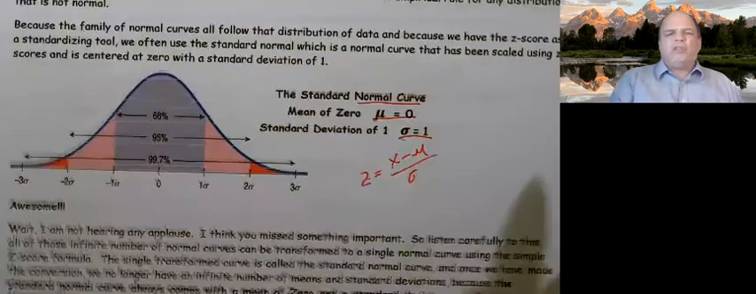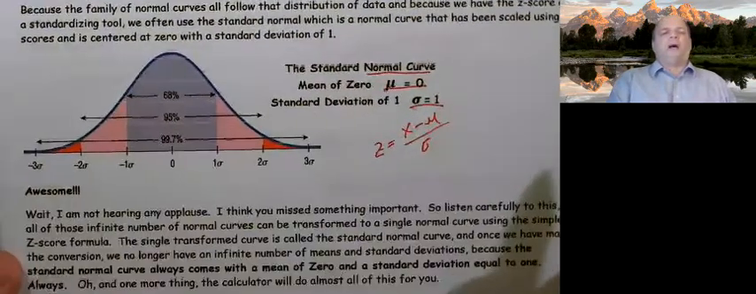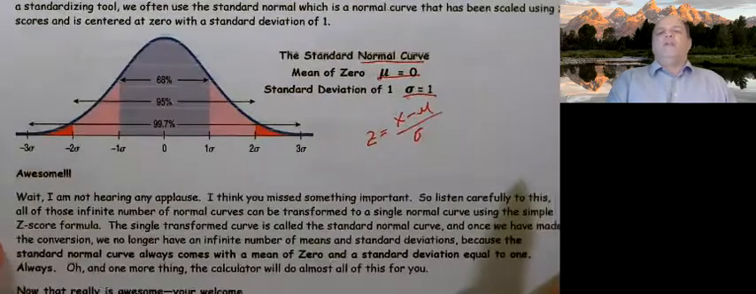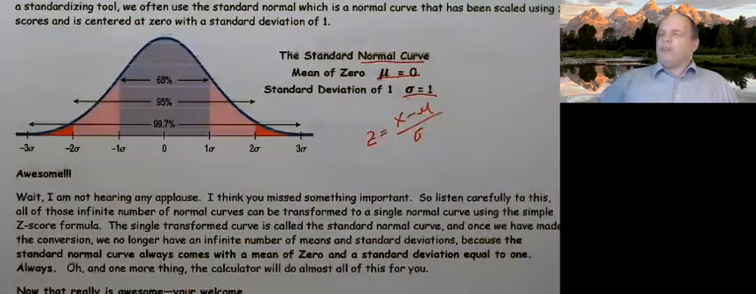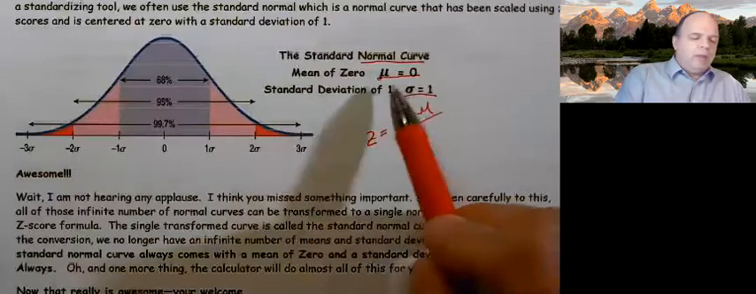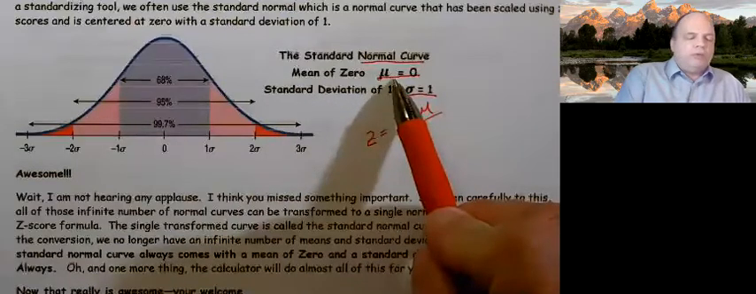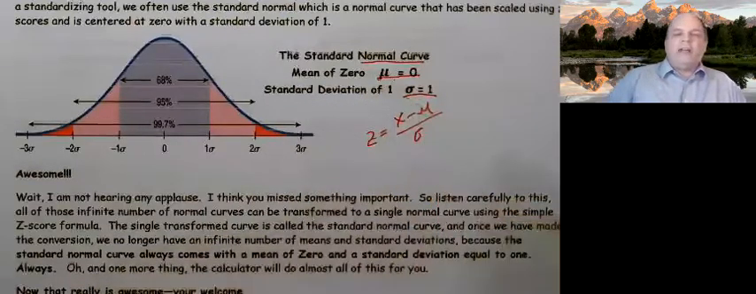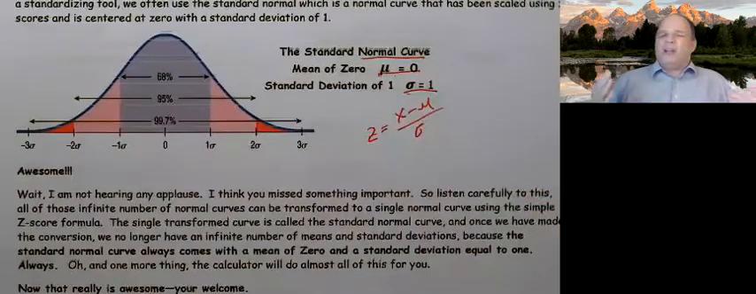And you go, wait a second, I thought you said there's an infinite number of possibilities for the mean and an infinite number of possibilities for the standard deviation. That's true for normal curves. But for the standard normal, the one that we convert everything to, there's only this: the mean equals 0 and the standard deviation equals 1. Now, I'm going to tell you, that's pretty awesome.